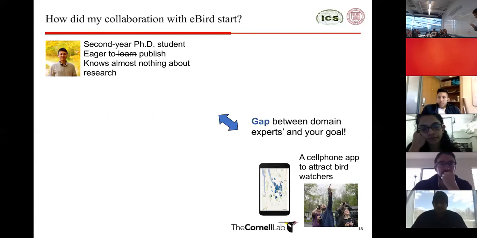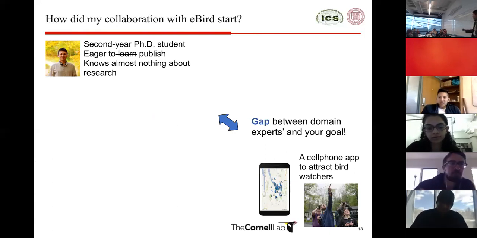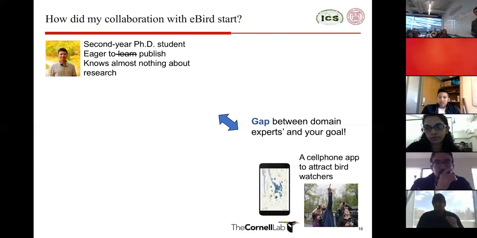So you see that there is actually a gap between what I want and what my collaborator wants. What I really want is a paper, a research paper in computer science. And what my collaborator wants is a cell phone app that they can use to promote eBird. And you will see, in a lot of these collaborations that I see today, that almost every student who wants to work on computational sustainability is going to experience this gap. Now, the problem is how we are actually going to fill in this gap.